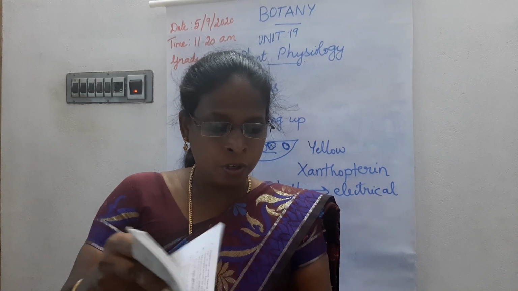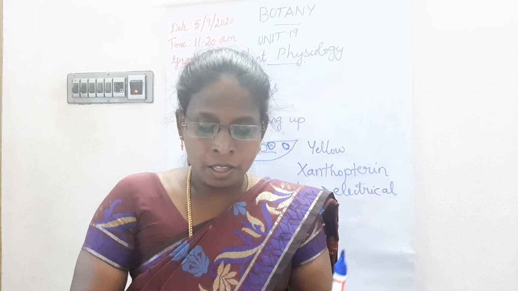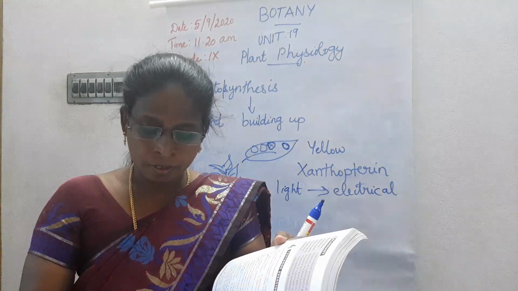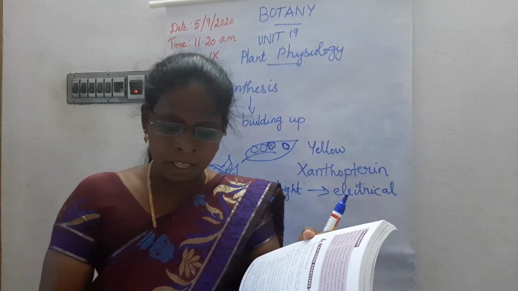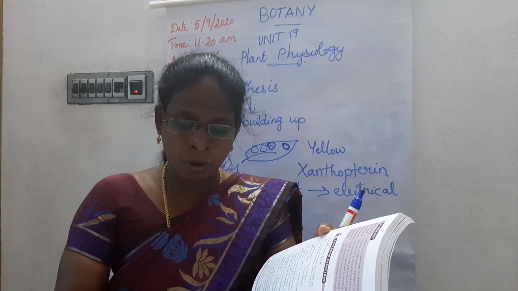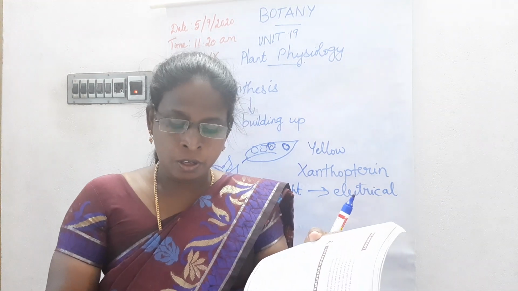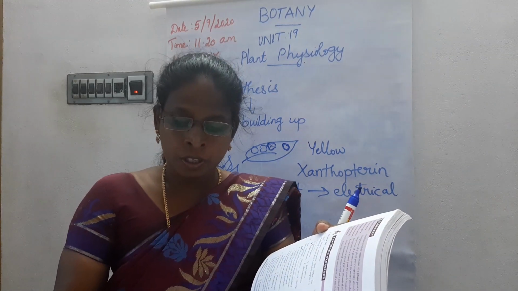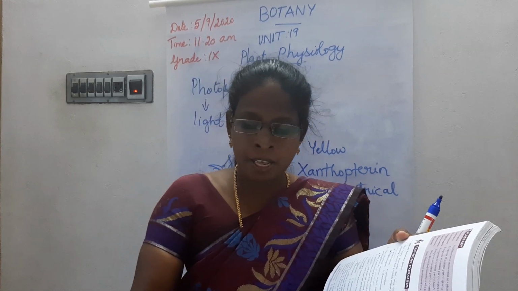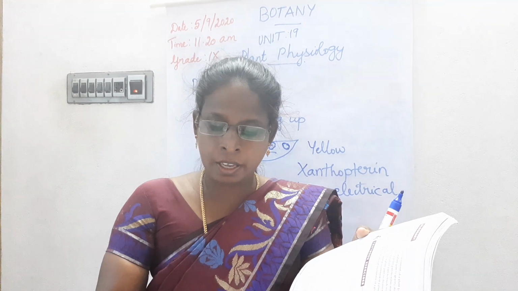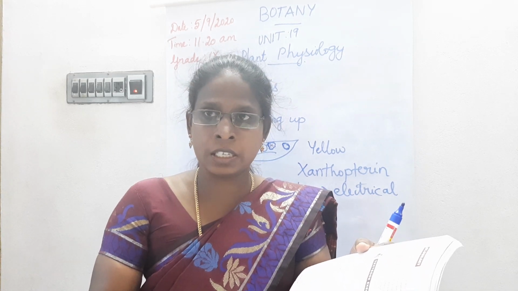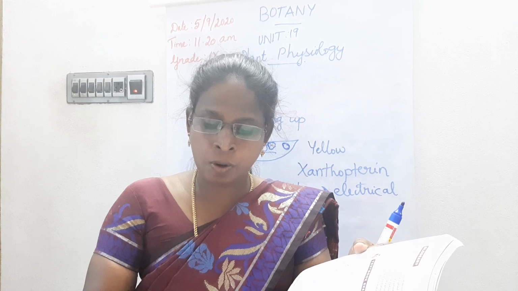Then, next, Roman letter 6. Third question, fill in the blanks. 6 CO2 plus dash, it is given. So in that dash you have to write 12 H2O. Then in the presence of sunlight and chlorophyll, dash plus 6 O2, it is given. There you can write C6H12O6.